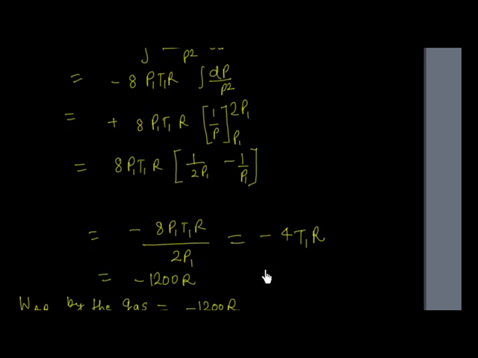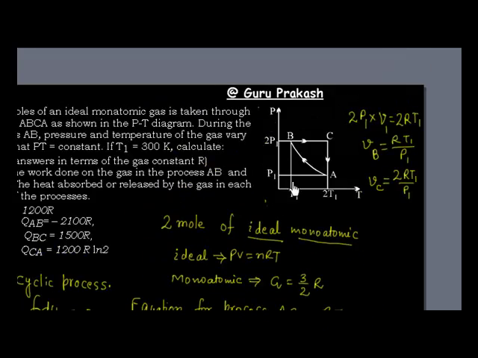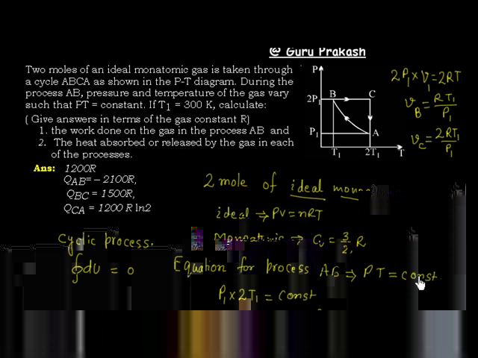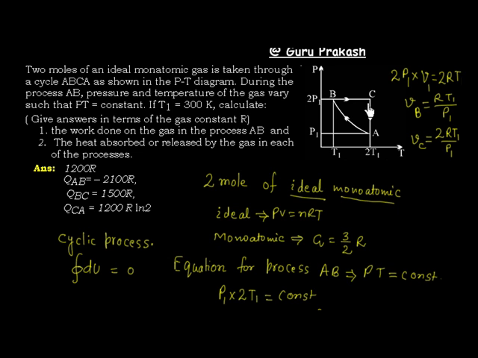At this point we have already calculated the volume at point C. We can also calculate the volume at A. So let us write P equals nRT at A. P is P1, and let us say the volume is VA. n is 2, R is R, and T is the temperature at point A, which is basically 2T1. So what is the volume at A? The volume at A is 4RT1 by P1.